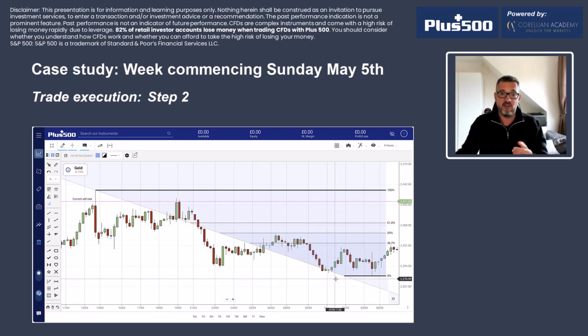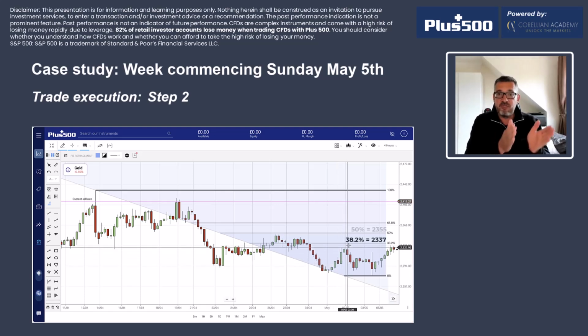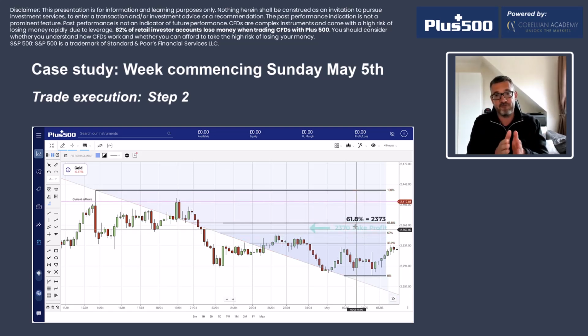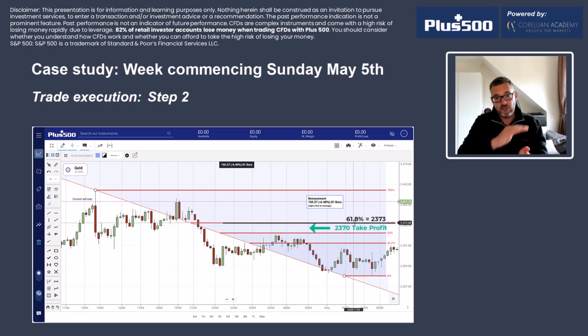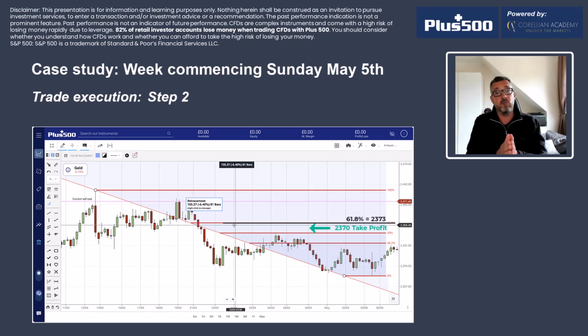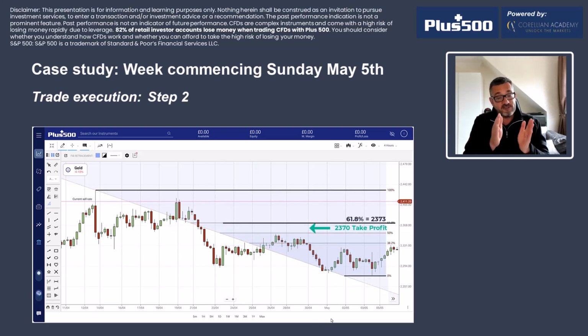That provides me with 3 upside resistance levels I want to consider for my take profit level placement. These are the 38.2% retracement at 2,337, the 50% retracement at 2,355, and the 61.8% retracement at 2,373. I decide to place my take profit at 2,370, just below the 61.8% retracement level at 2,373. This is a level the market has traded up to previously, so I anticipate it can do so again if the dollar weakens further and sentiment moves back to be more positive for gold. I set this take profit order in the Plus500 system in advance as well.